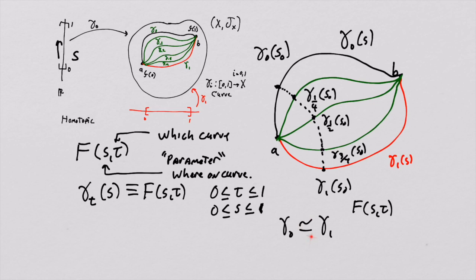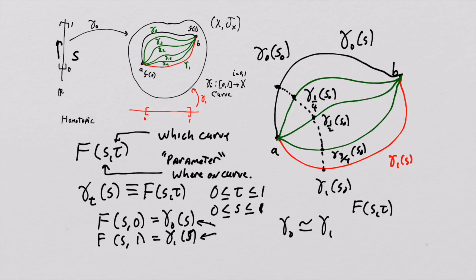That is the symbol we use for a homotopy, gamma 0 is homotopic to gamma 1. And some things we want to remember are maybe facts that should be somewhat clear at this point: F of S of 0 equals gamma 0 of S. F of S of 1 equals gamma 1 of S, right? So these are two ways to write these functions, right? These functions here are actually curves. These are homotopies, right? These are the homotopies.